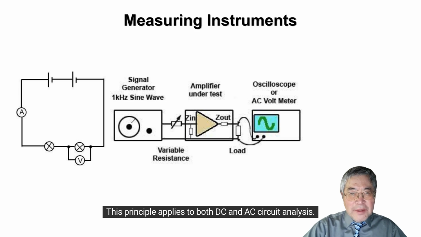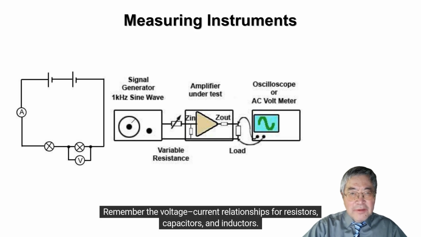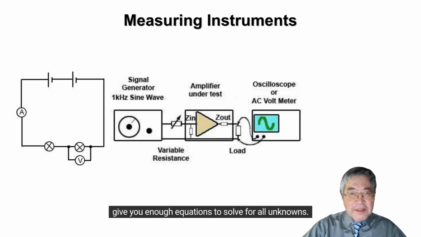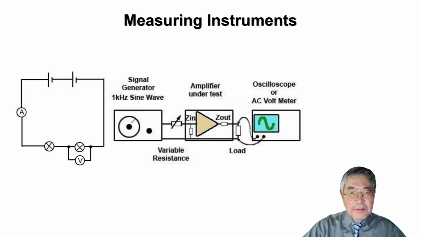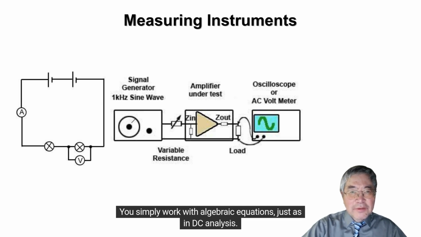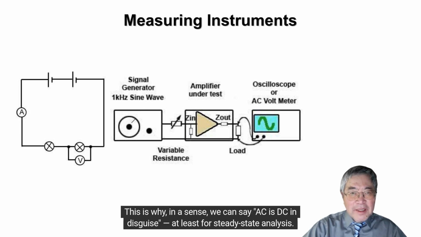This principle applies to both DC and AC circuit analysis. Remember the voltage-current relationships for resistors, capacitors, and inductors. When you connect these components into a network, Kirchhoff's voltage law and Kirchhoff's current law give you enough equations to solve for all unknowns. The beauty of phasor notation is that for AC steady-state circuits, you don't need to solve differential equations. You simply work with algebraic equations, just as in DC analysis. This is why, in a sense, we can say AC is DC in disguise, at least for steady-state analysis.